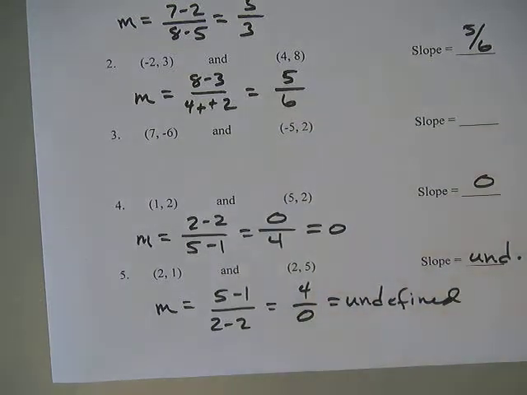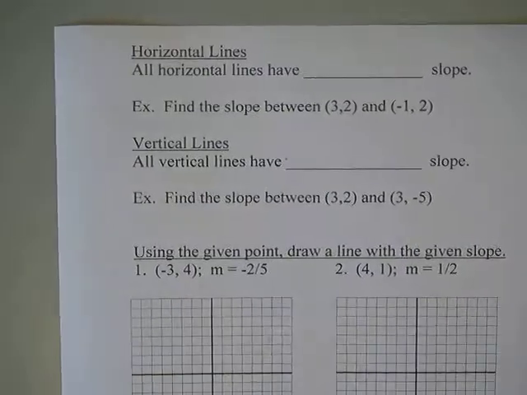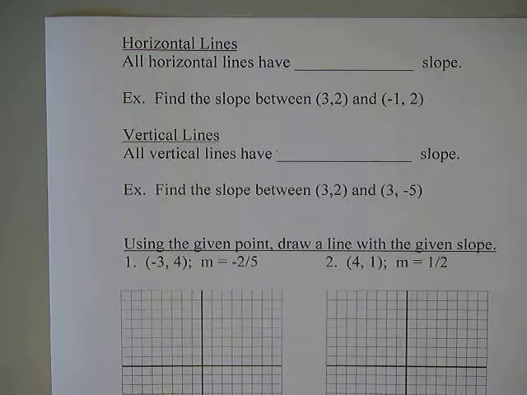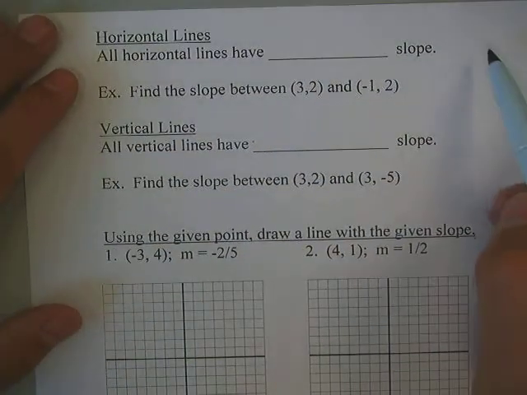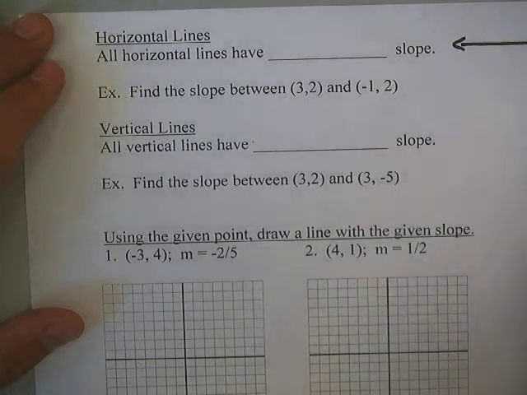An easy way to remember is when the denominator is 0, it's undefined. I'll just use UND to remind us. And again, that's a special situation too, and that's something we're going to talk about right now. We're going to talk about horizontal and vertical lines.